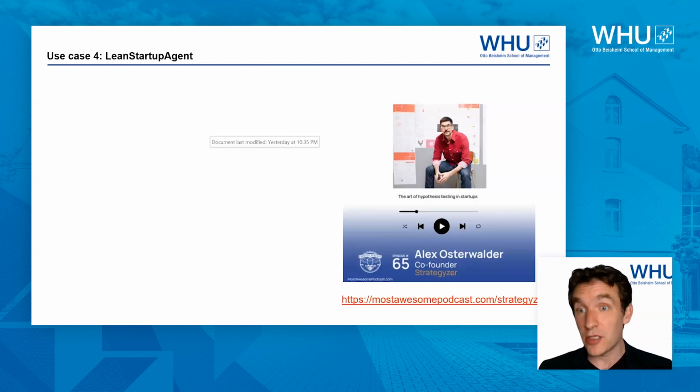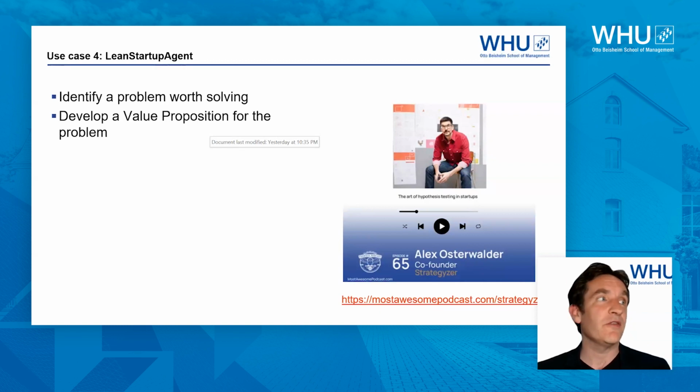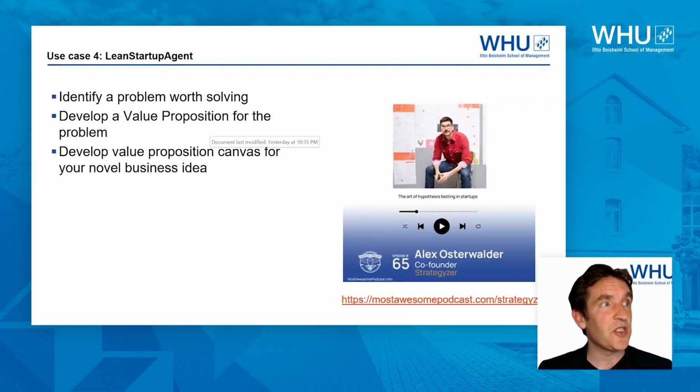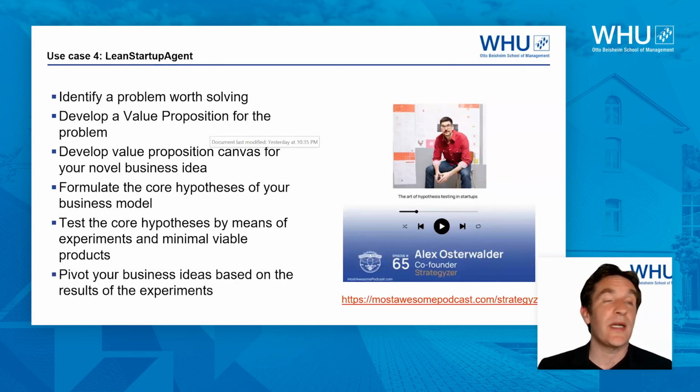So what is the logic of the lean startup approach? You start from a problem. If you have found an interesting problem, you generate a value proposition, so a solution. Then you summarize the value proposition into a value proposition canvas. Subsequently, you have to think about, given this value proposition canvas, what are the most important hypotheses that I need to test? Then you test them with experiments, and then you can adjust your business model based on the results of the experiments. That's the typical approach we apply at WHU.